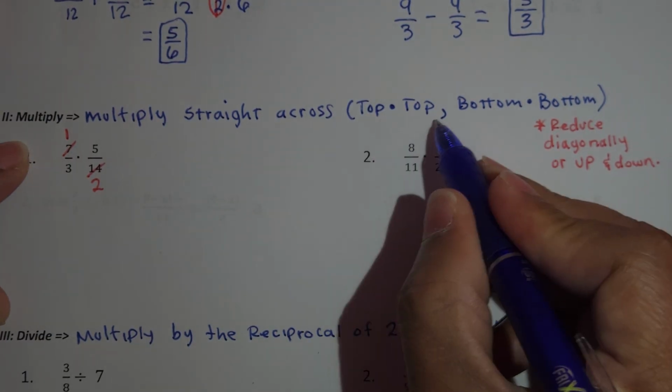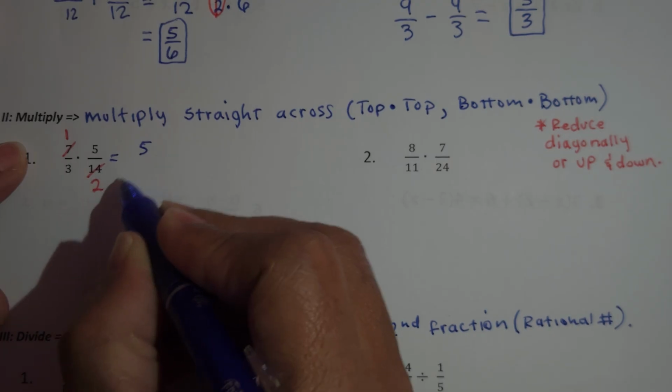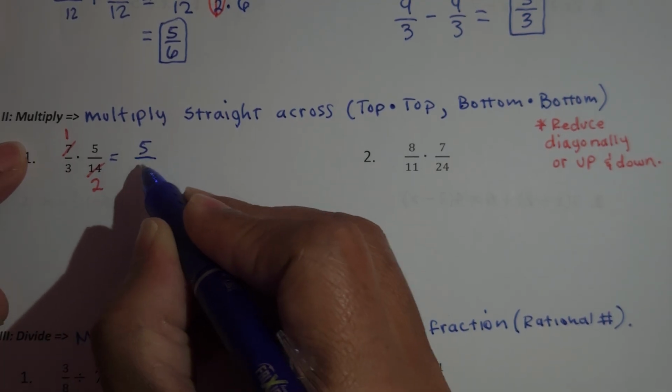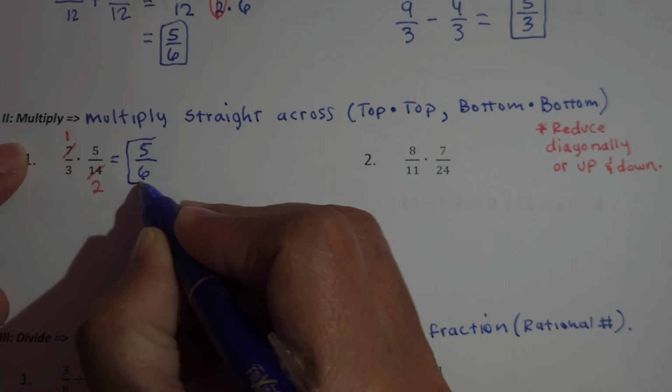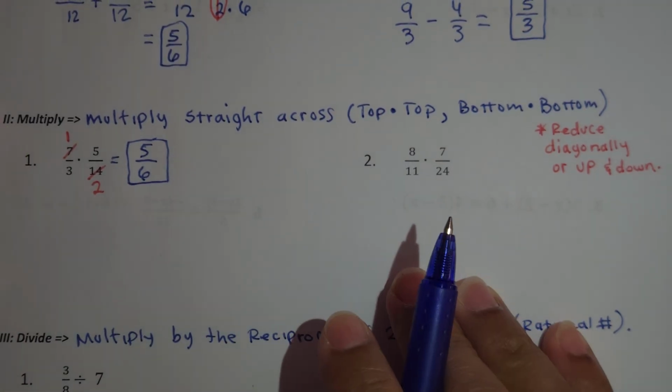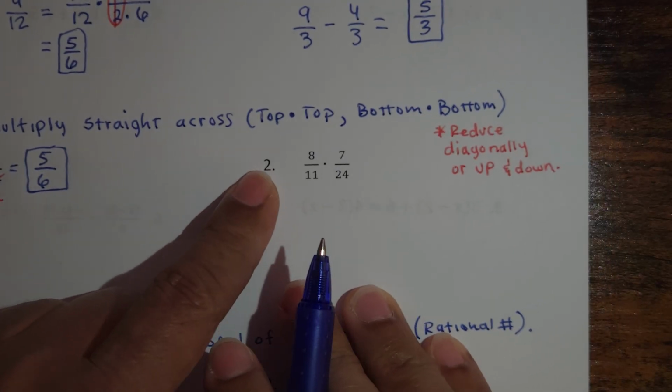Now we multiply top with top, so 1 times 5. And bottom with bottom, 3 times 2. And 5 and 6 do not have any multiples in common. This is the simplest way we can write this answer. Okay. All right. Example number 2. Same thing.